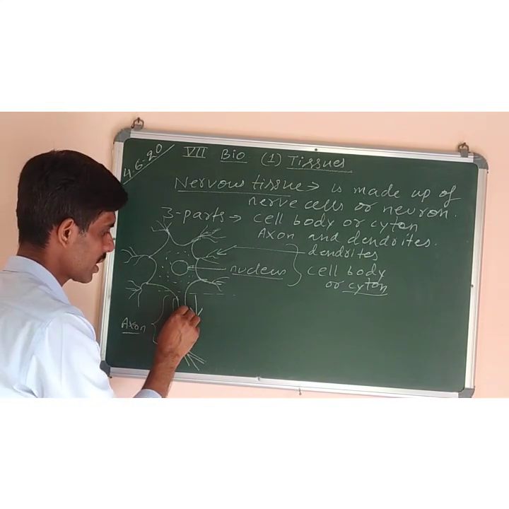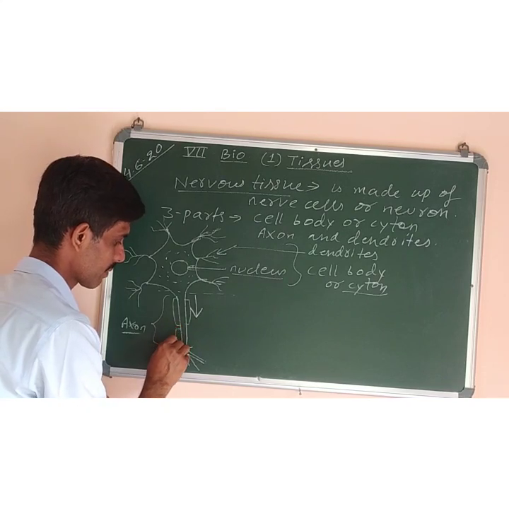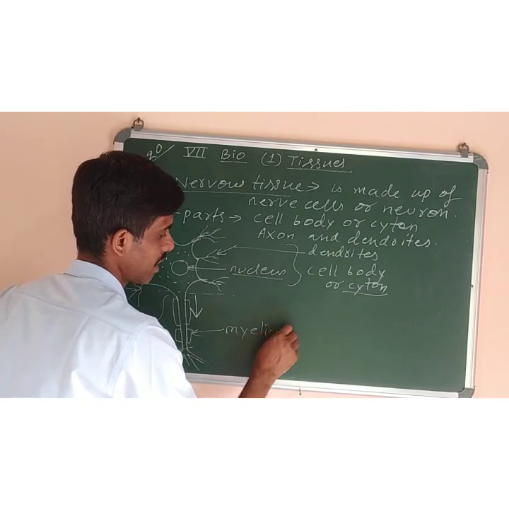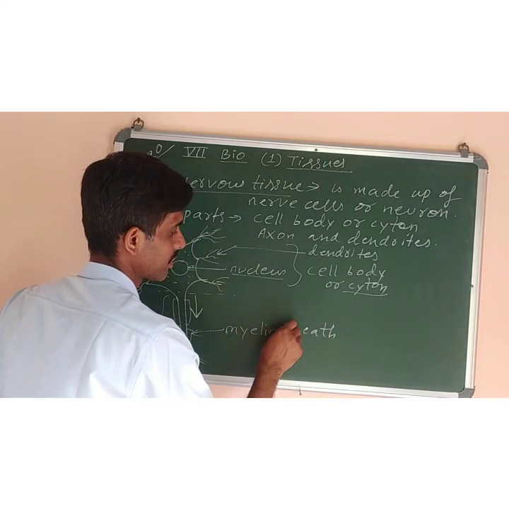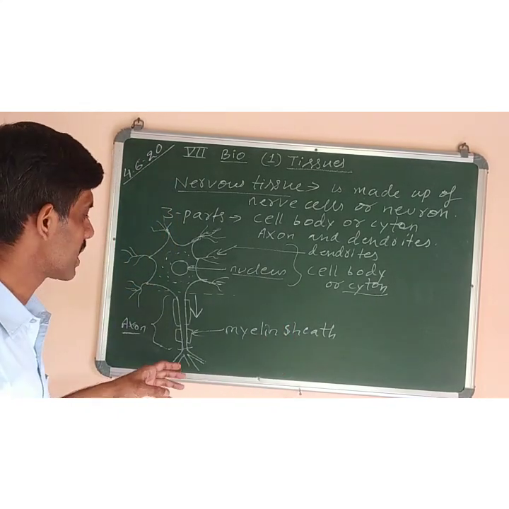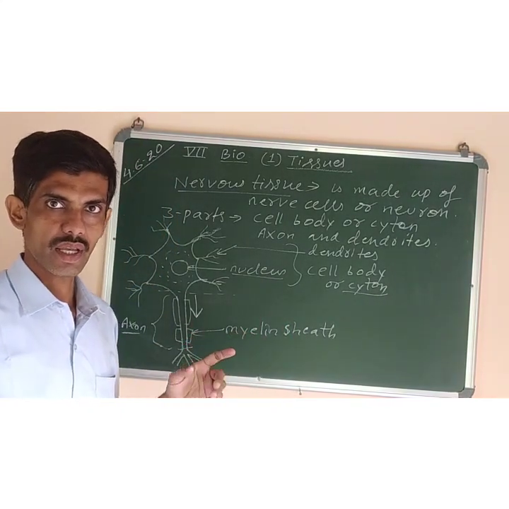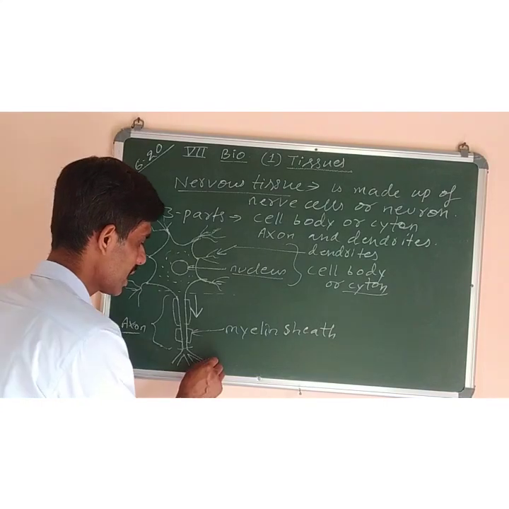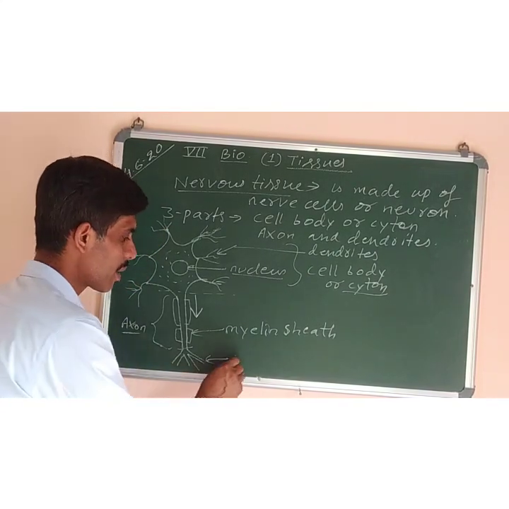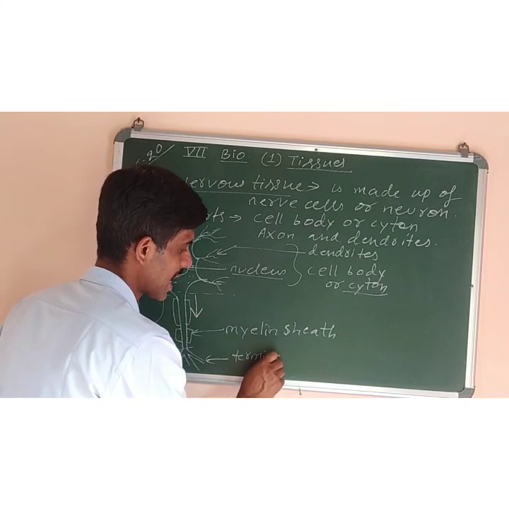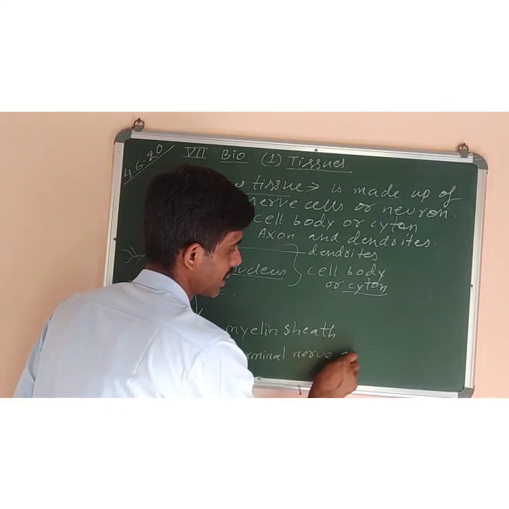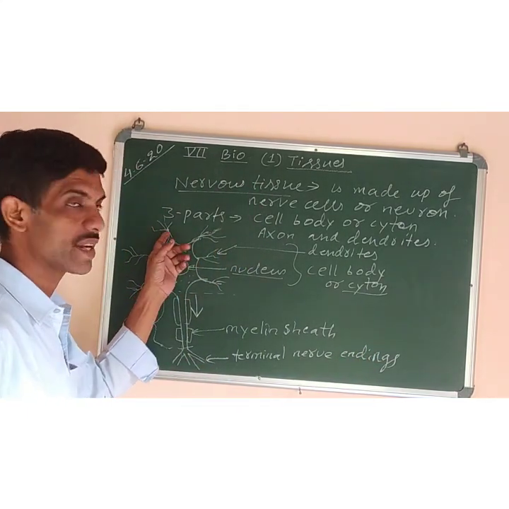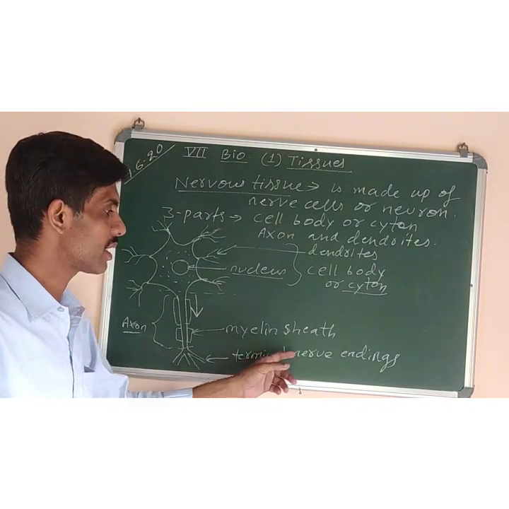The axon is covered by a protective covering known as the myelin sheath, M-Y-E-L-I-N. The function of the myelin sheath is to help transmit the impulses efficiently, otherwise there would be intermixing of all the impulses. And you know what an impulse is? The message that travels along a nerve cell is called an impulse. And these are the terminal nerve endings. Terminal means the last part of the nerve cell; it branches and joins with the dendrites of other nerve cells.